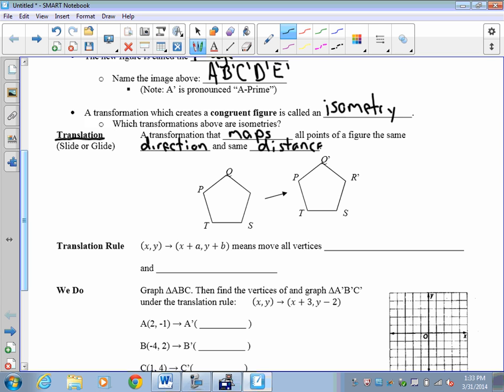So if I take a look at P, we're missing a couple of primes here, maybe they just got cut off. If I take a look from P to P prime, it goes in the same direction and distance as Q does to Q prime. We do that for each of the points.